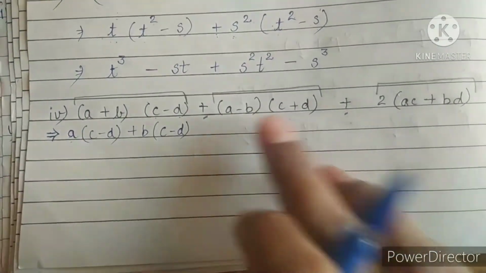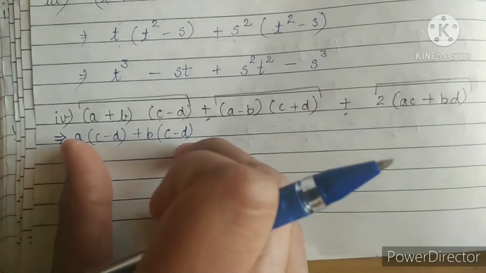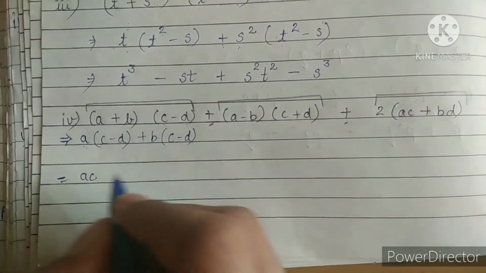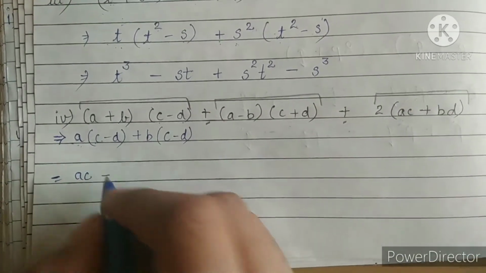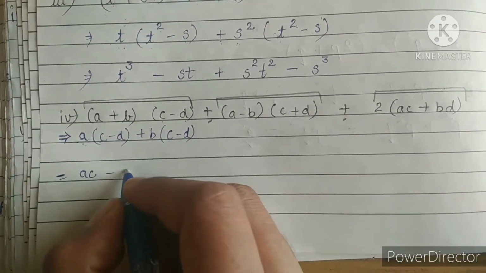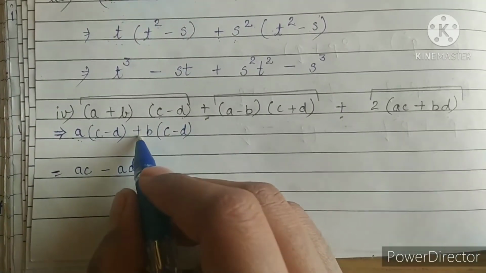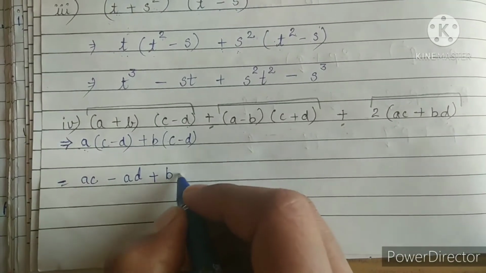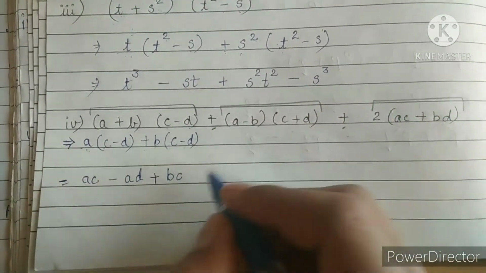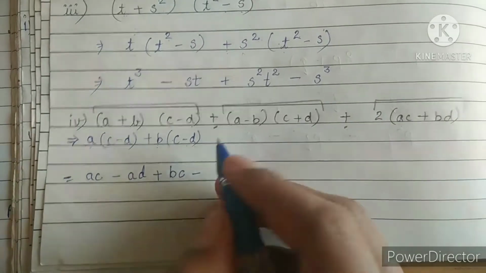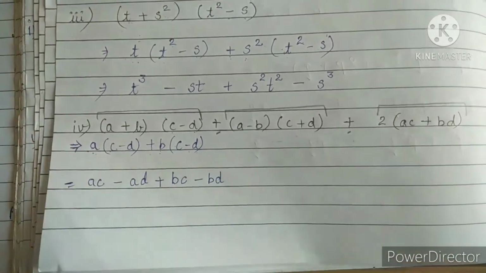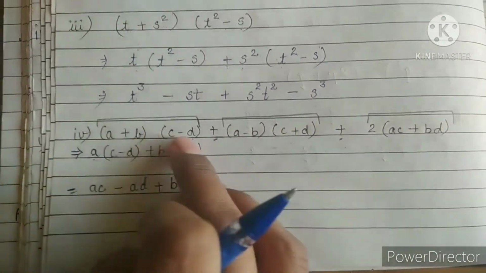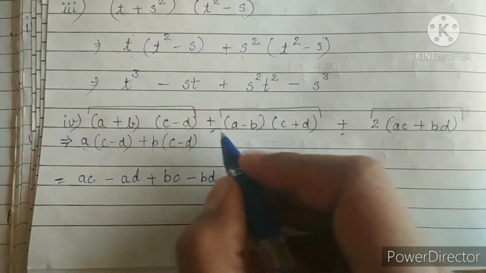Before going on to the second and third, firstly I am solving this one. So a into c is ac, plus minus is minus, a into d is ad, plus plus is plus, b into c is bc, plus minus is minus, b into d is bd. Okay, so first multiplication is over. Now we can jump on the second.